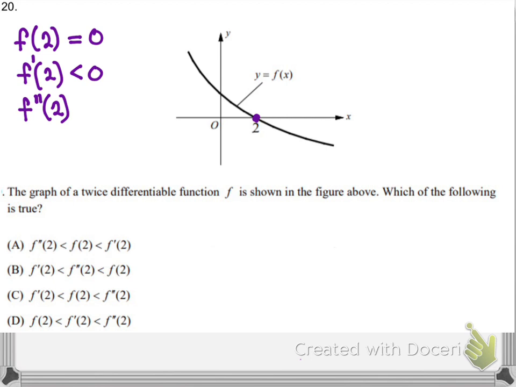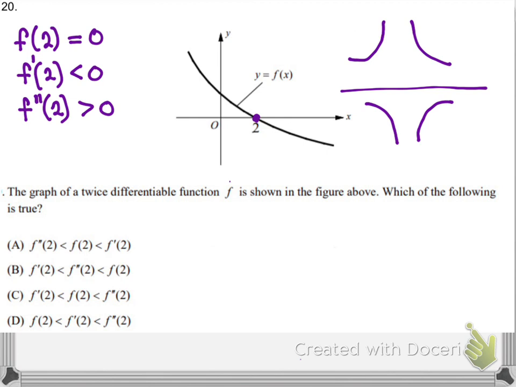And then for the second derivative of f at 2, we want to look at the concavity of the graph. In this case, the graph is concave up. If the graph is concave up at x equals 2, then the second derivative at 2 is positive. What does concave up look like? Concave up looks like this or like this. Concave down looks like this. It's open upwards for concave up.